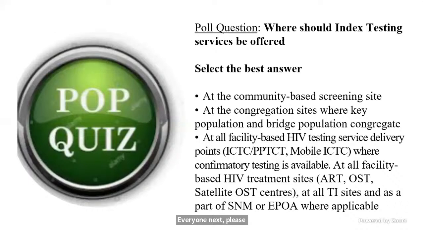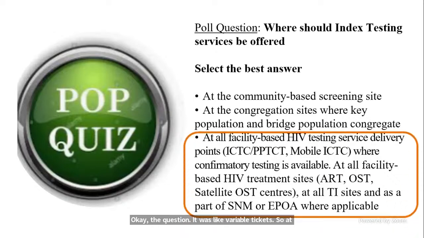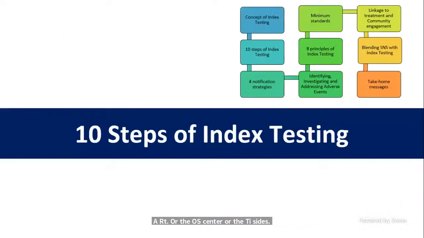Okay, the question was very well taken. At all the facilities where HIV testing is available, like confirmatory HIV testing, or the facilities where treatment is being provided, ART, OST centers or TI sites can be a part of index testing. Next, please. So now we will discuss in detail the 10 steps of index testing. Go to the next slide.